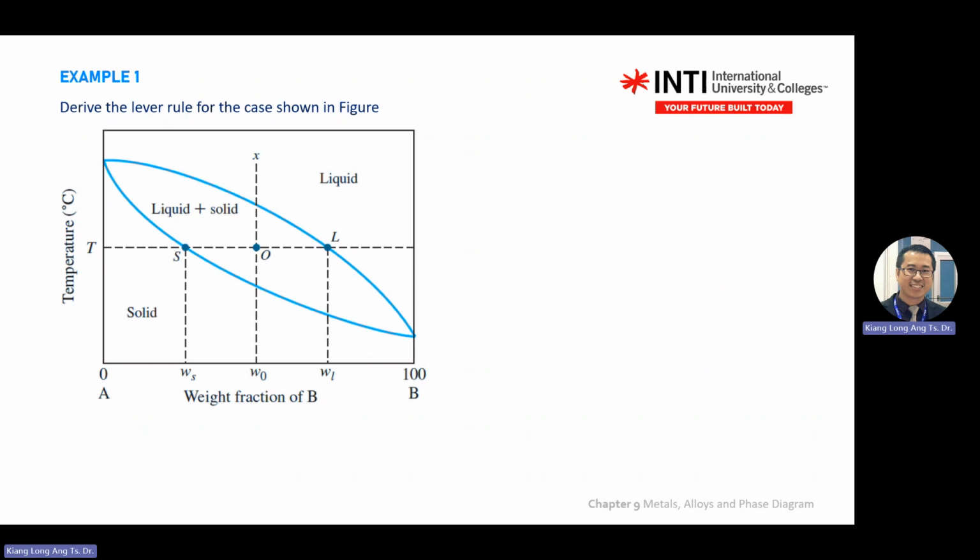Then the total length, you do not take LS. You take WL minus WS, because if you take WS minus WL, you get a negative number. We don't want negative numbers. Okay. So this is just your homework. Example 1, just to show you, phase diagram not only has one form. There are many forms. We go for maybe 5 more minutes, then we call it a day.